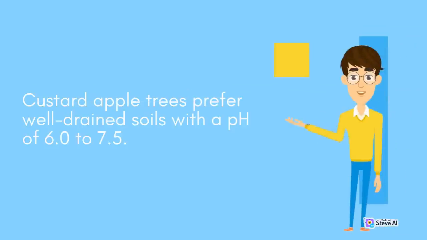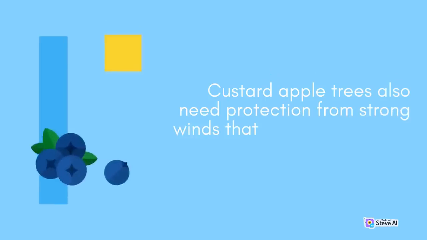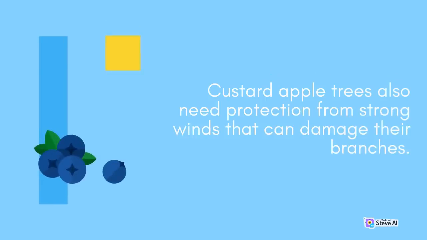Custard apple trees prefer well-drained soils with a pH of 6.0 to 7.5. They require a lot of sunlight, so it is recommended to plant them in an area where they can receive at least 6 hours of direct sunlight each day. Custard apple trees also need protection from strong winds that can damage their branches.